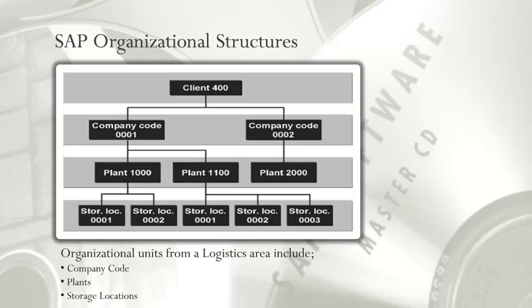In the case of company code 0001, there are two production plants, Plant 1000 and Plant 1100. However, the chart shows only one production plant for company code 0002. Notice that each of the plant locations have corresponding storage locations at the bottom of the chart. Now let's take a more detailed look at how you might interact with these units once you're inside SAP.